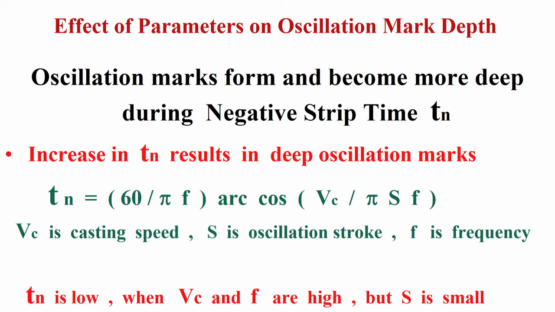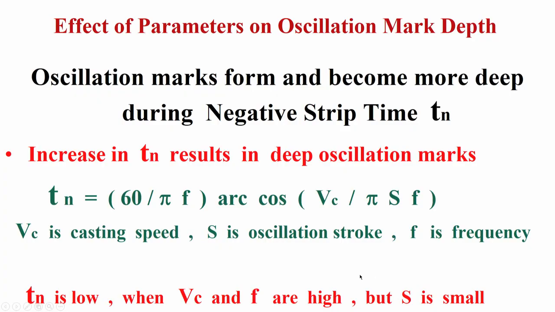So, within that limit we have to operate at relatively higher casting speed, then only we get relatively shallow oscillation marks, number 1. Number 2, F should be high, that means the oscillation frequency should be high. I had told you oscillation frequency can be 50, can be 100, can be 150. So, higher the oscillation frequency, that means higher the cycles per minute, better it is. Negative strip time will be less, and consequently the depth of the marks will be less.